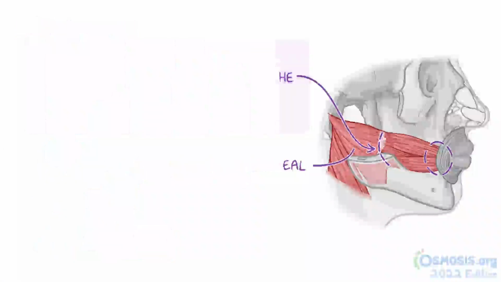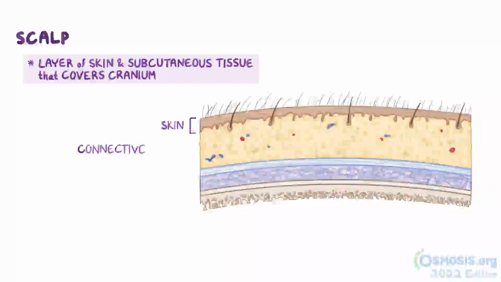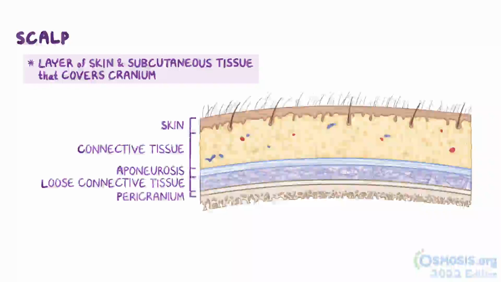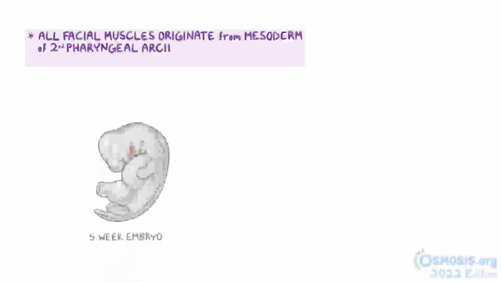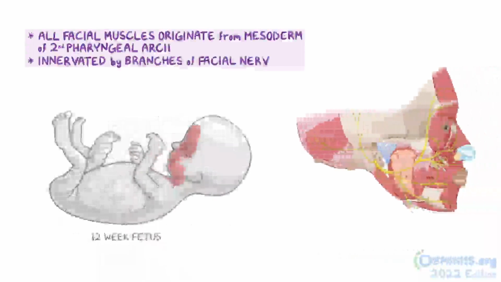All right, as a quick recap, the scalp is a layer of skin and subcutaneous tissue that covers the cranium. It is made of 5 layers: skin, connective tissue, aponeurosis, loose connective tissue, and pericranium. All facial muscles originate from the mesoderm of the second pharyngeal arch, which is why they are all innervated by the branches of the facial nerve.